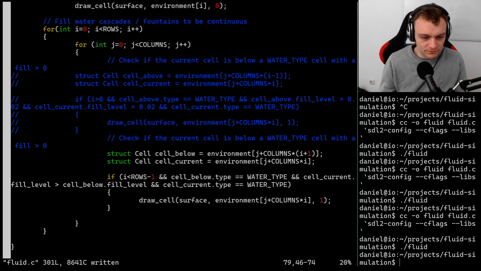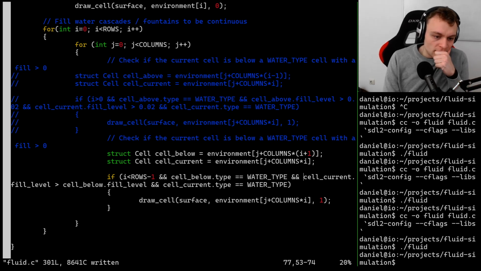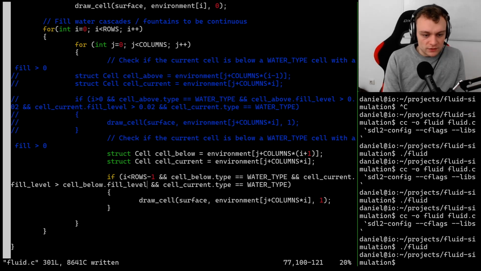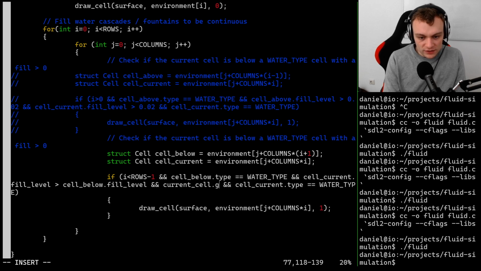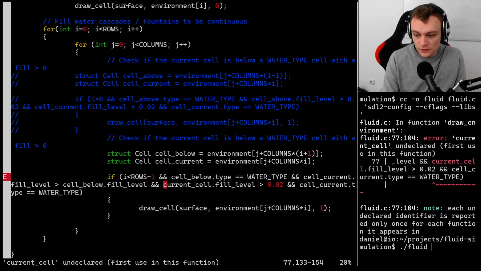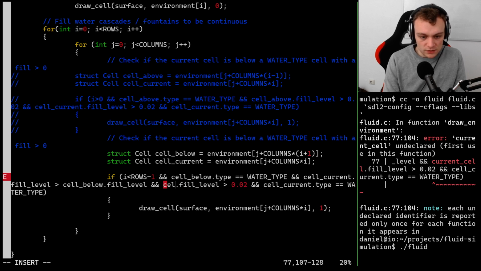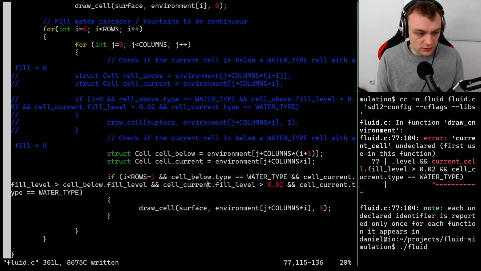What the hell? If the current cell's fill level is bigger than the cell below's fill level and the current cell's fill level is of any significance, let's say it's bigger than 0.2, what's wrong? Cell current.fillLevel.